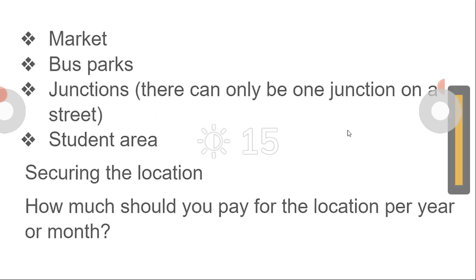The third one is a junction. Not all places people usually call a junction are real junctions. A junction is something like a roundabout where there are a lot of streets, like five or six, that meet at the same point. That is called a junction. So I'll advise you to find one.